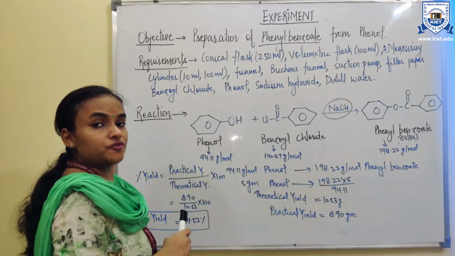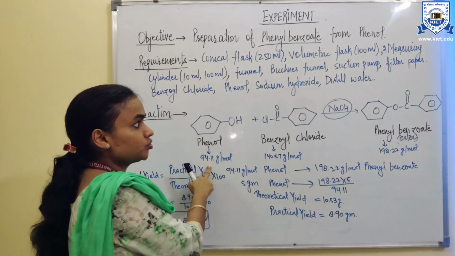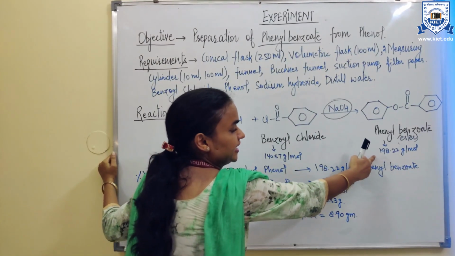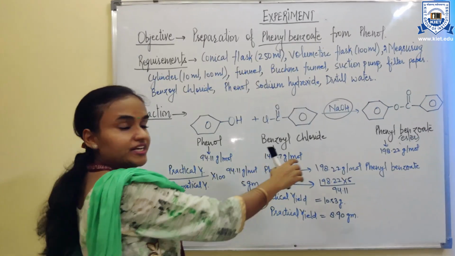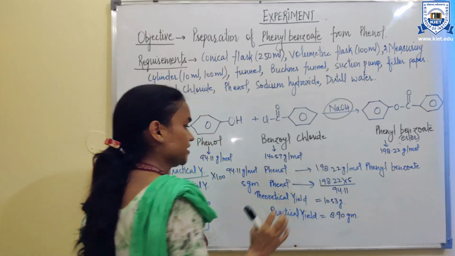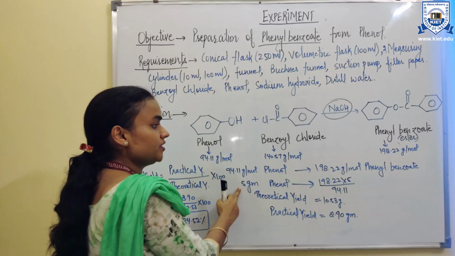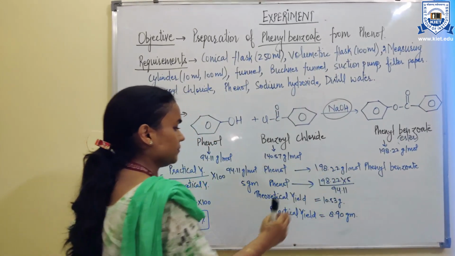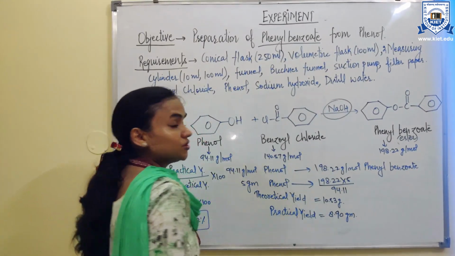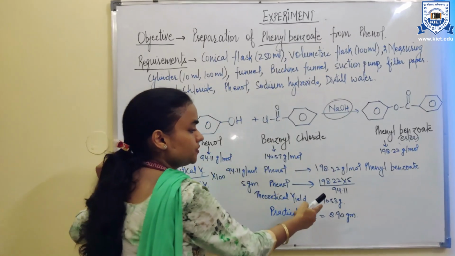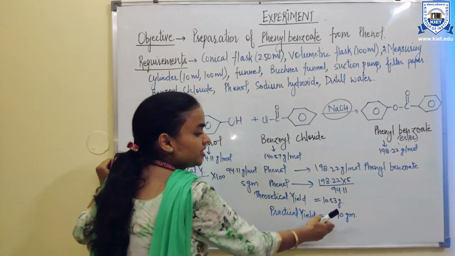Now let's see the calculation for the percentage yield. The molecular weight of phenol is 94.11 gram per mole and of phenyl benzoate is 198.22 gram per mole. So 94.11 gram per mole of phenol is equivalent to 198.22 gram per mole of phenyl benzoate. Experimentally we used 5 gram of phenol, so as per this equation the theoretical yield for the phenyl benzoate is found to be 10.53 gram, but experimentally the practical yield is found to be 8.90 gram.